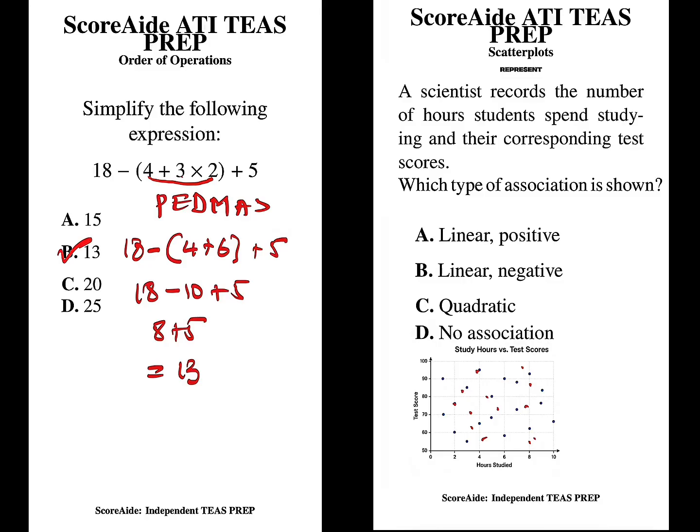It doesn't represent a positive linear association. It doesn't represent a negative linear association. So it is not a curve, either an upward or downward curve. It is not a positive linear association. It is not a negative linear association, right? So in this case, we will say there is no association between test scores and hours studied.